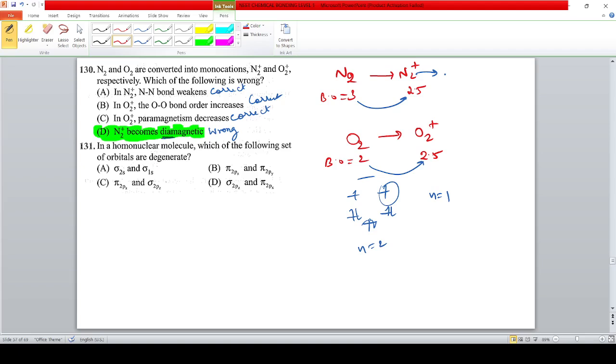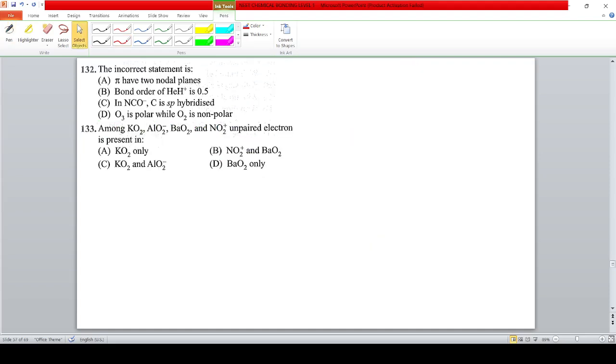Question number 131. In a homonuclear molecule, which of the following set of orbitals are degenerate? They are given it is a homonuclear molecule. Homonuclear means O2, N2 like that. In case of oxygen we will draw like this one. These two are degenerate. They are having same energy. So what are the two orbitals? Pi 2px and pi 2py. In homonuclear, the two atoms are same, so these orbitals are having same energy.